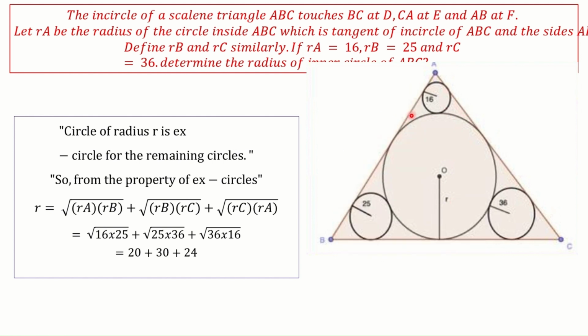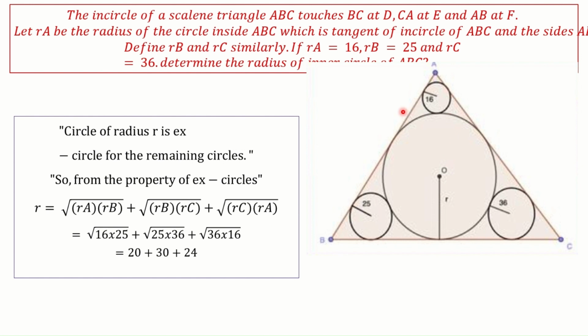If I draw a line here, say AXY is a triangle where this is the incircle and this big circle is the excircle, correct? Using this incircle and excircle, we have a formula for the radius of the excircle. The circle of radius R is the excircle for the remaining three circles. So the radius formula: if the radii are RA, RB and RC, then R equals square root of RA into RB plus square root of RB into RC plus square root of RC into RA.